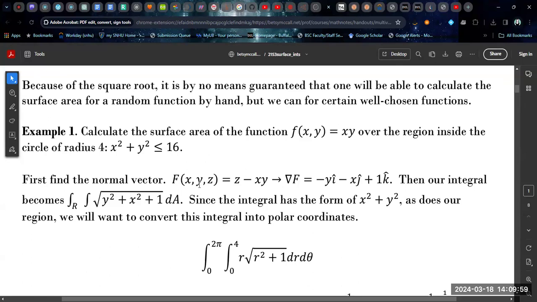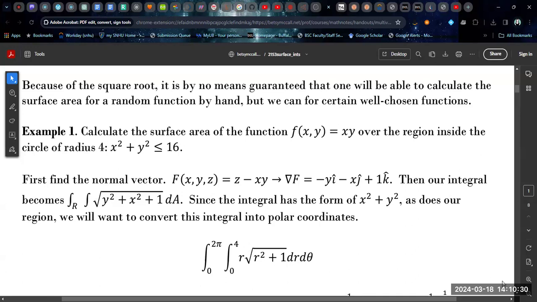But here we're going to take our function and put everything on one side of the equation: z minus xy, that's our big F function in this example. The gradient of that is going to be negative y i minus x j plus k, and then the magnitude of that gradient becomes the square root of y squared plus x squared plus 1, and then we're going to integrate that over our circle.